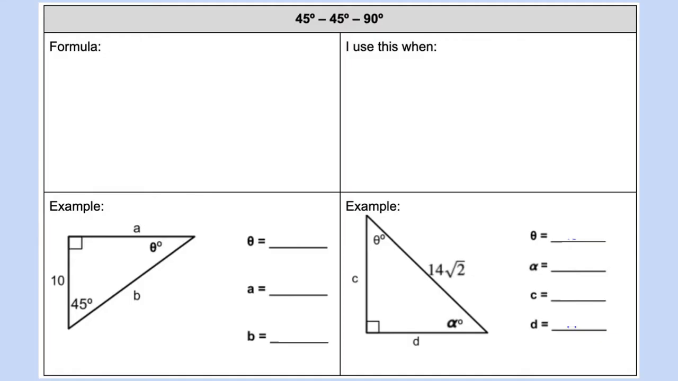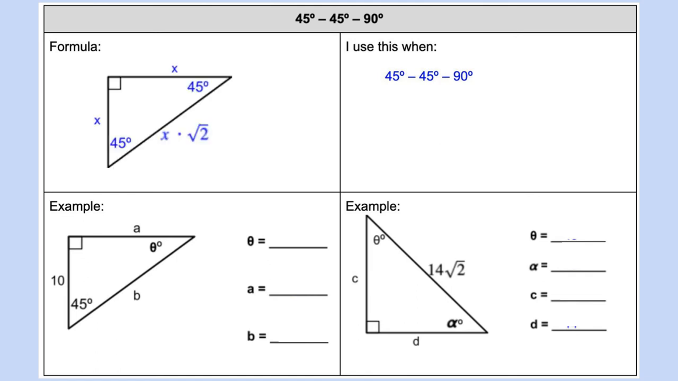Okay, so now we're going to fill in your notes packet, your triangle toolkit that you should have from before break. So we're going to fill in the section for 45, 45, 90 triangles. This is only going to work if we've got a right triangle that's got two 45-degree angles in it. And this pattern is just, if you know the two legs of the triangle, those are going to match. They're going to be the same size, and the hypotenuse is that same number multiplied by the square root of 2.